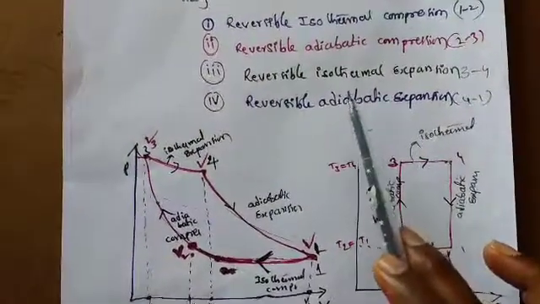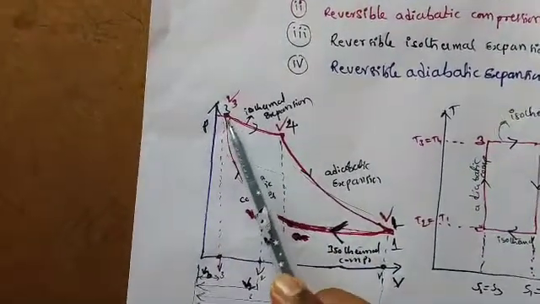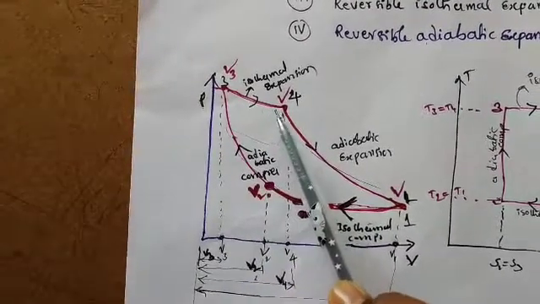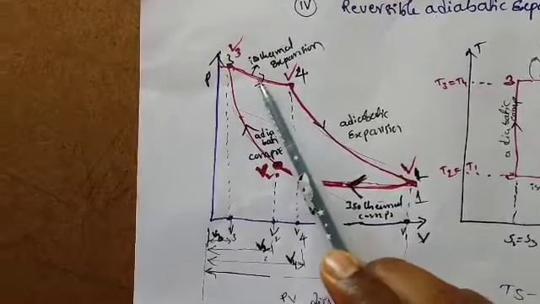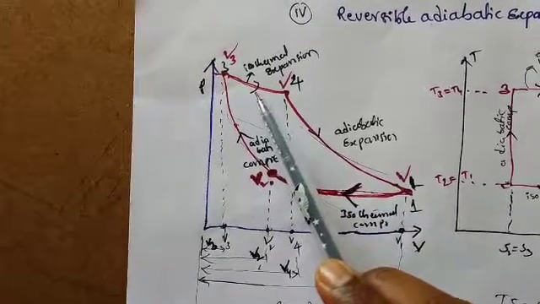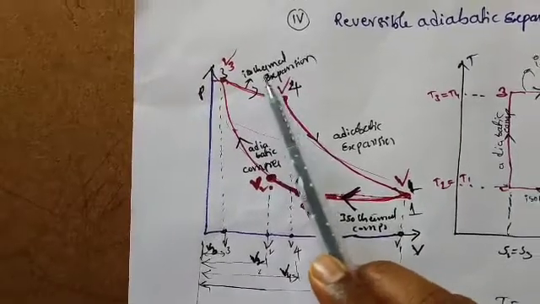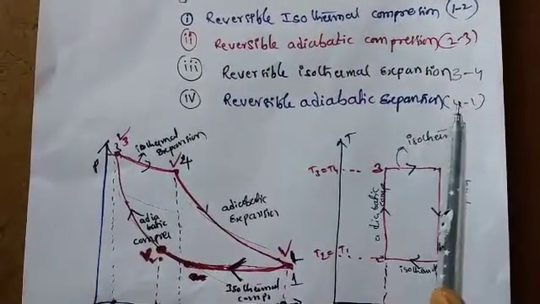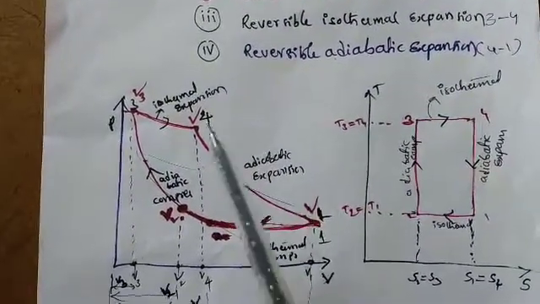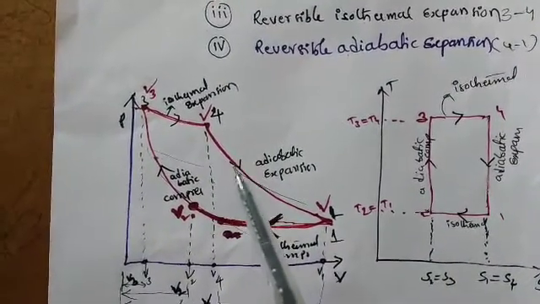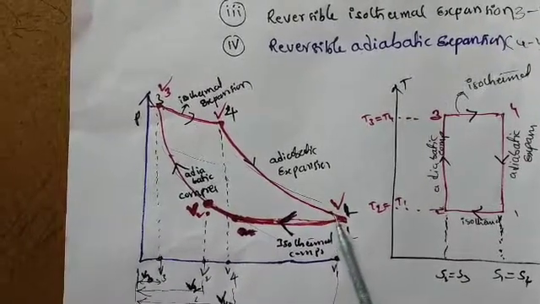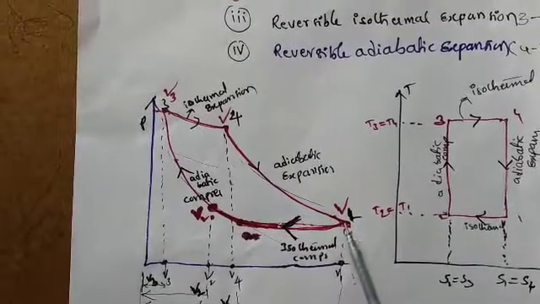Next, the third process, reversible isothermal expansion process. In an isothermal process, it should be a curved line. 3 to 4 is, whether it is compression or expansion, whatever it is, it should be a curved line in an isothermal process. So 3 to 4 is the isothermal expansion process, which means the arrow symbol should be away from the vertical axis. This is the arrow symbol. Next, what is the fourth process? Reversible adiabatic expansion process, that is 4 to 1. In an expansion process, the arrow symbol must be away from the vertical axis. So 4 to 1 is the adiabatic expansion process, and it should be a curved line in the PV diagram.